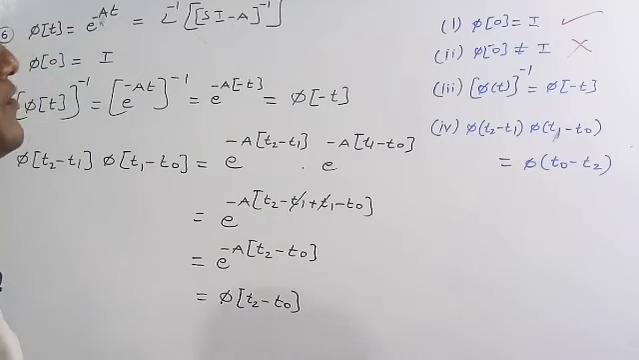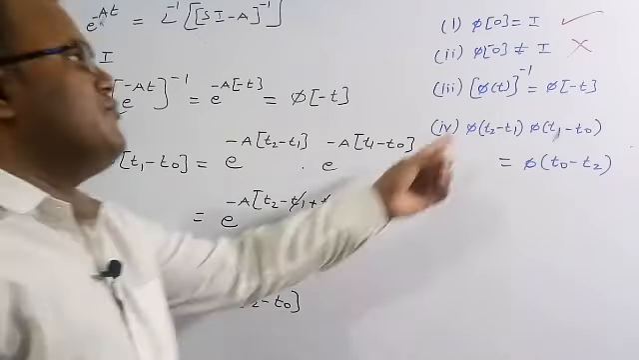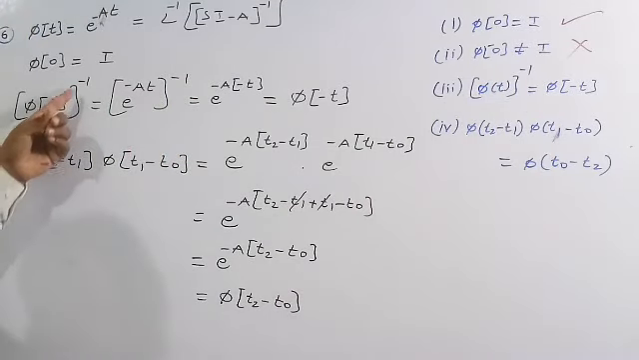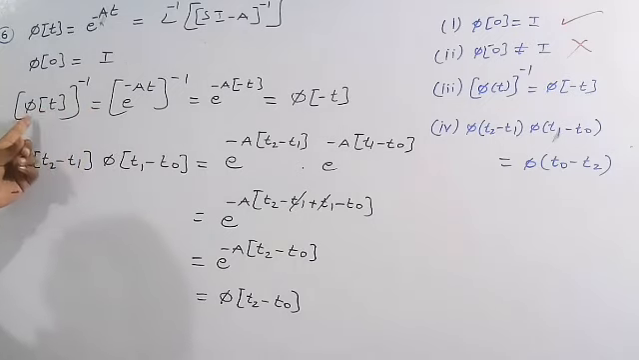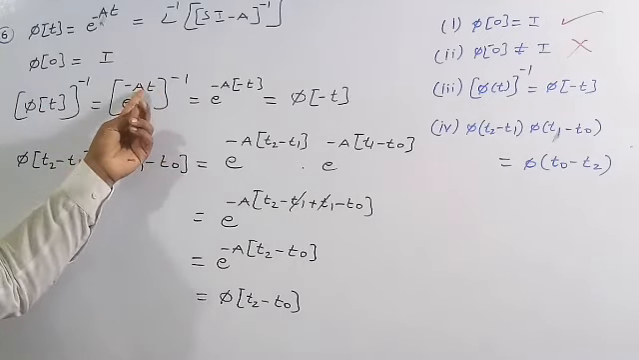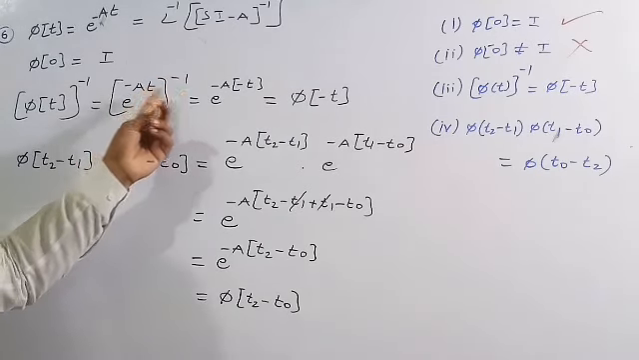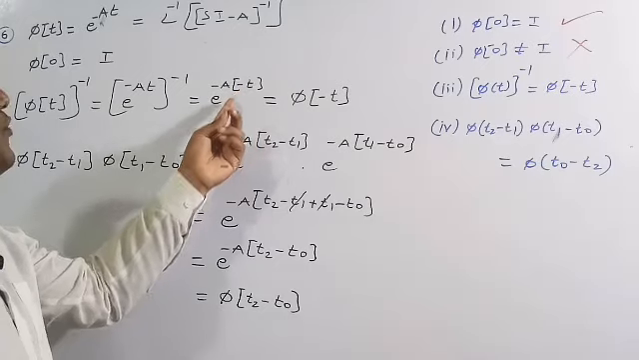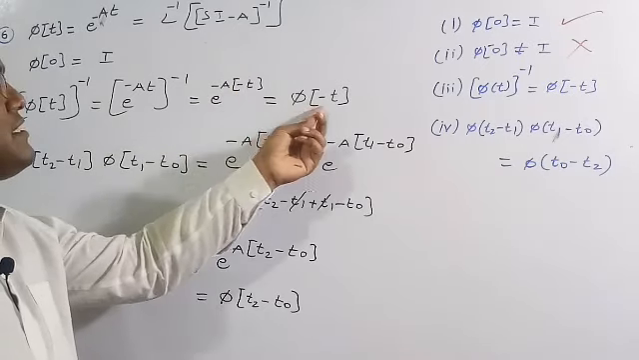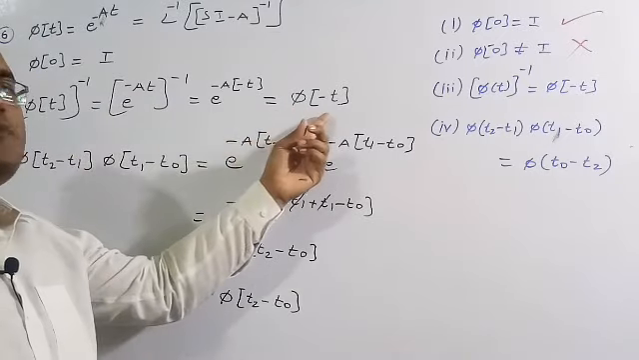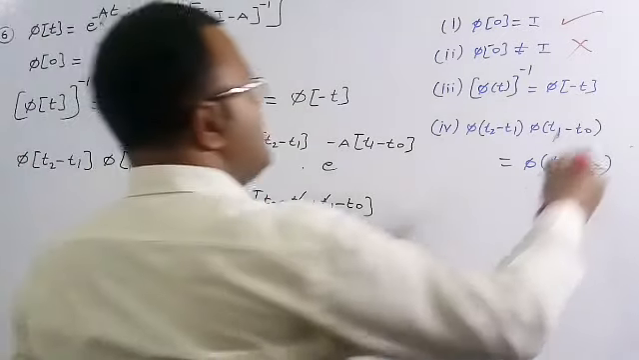So this is a wrong expression. So I need to check the third expression, which is phi of t whole inverse. Phi of t whole inverse is equal to phi of minus t. So phi of t whole to the power of minus 1 is equal to, but I know phi of t is equal to e to the power of minus At, whole to the power of minus 1. e to the power of m whole to the power of n is equal to e to the power of m into n. So therefore e to the power of minus A into minus t. In place of t I am going to keep minus t. So phi of t whole inverse is equal to phi of minus t. So this condition is also satisfied.